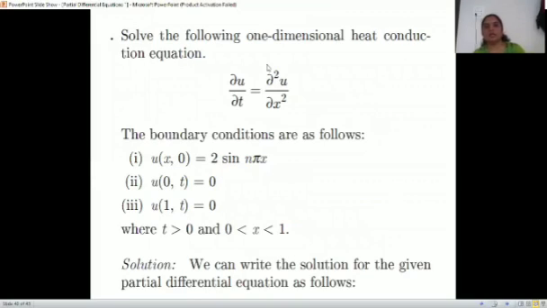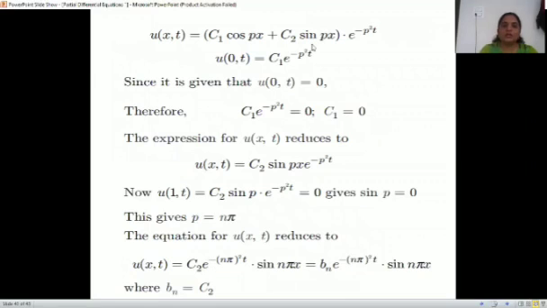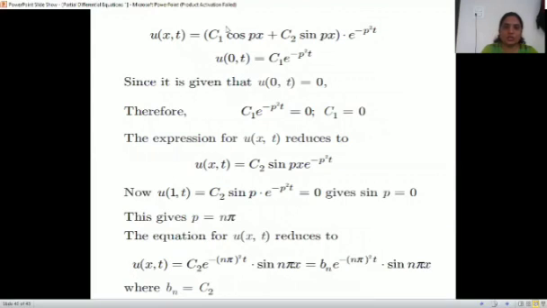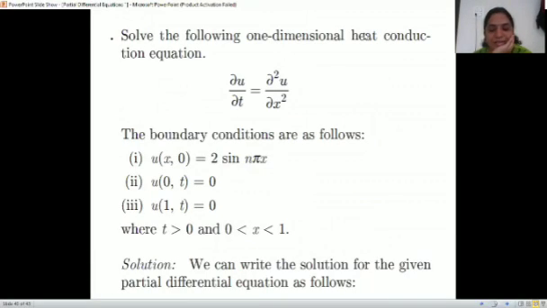Next question. Solve the following one-dimensional heat conduction equation. The equation is here. The boundary conditions are also given to you. Use them and solve. So the solution is, as we have already seen, c1 cos px plus c2 sin px into e raised to minus p square t. As here it is c square standard, the equation was dou u by dou t is equal to c square into dou 2u by dou x square.